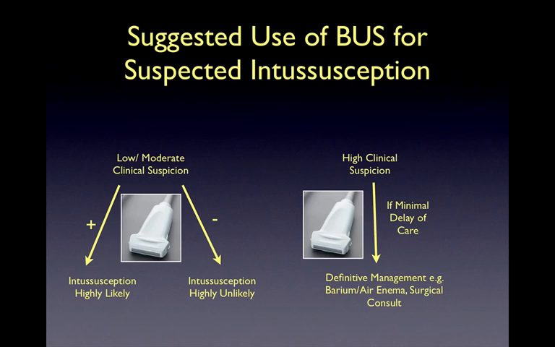The following is a suggested algorithm in the use of bedside ultrasound for diagnosis of suspected pediatric intussusception. In patients with low to moderate clinical suspicion for intussusception, it is probably reasonable to use bedside ultrasound to risk stratify them into those that are highly likely or highly unlikely to have the disease and manage accordingly. On the other hand, if there's high clinical suspicion for intussusception, bedside ultrasound can be performed if there's minimal delay of care. Definitive management, such as barium enema, and surgical consult should be sought as soon as possible. Needless to say, the operator has to have a reasonable level of confidence in his or her bedside ultrasound skills in order to apply the algorithm.